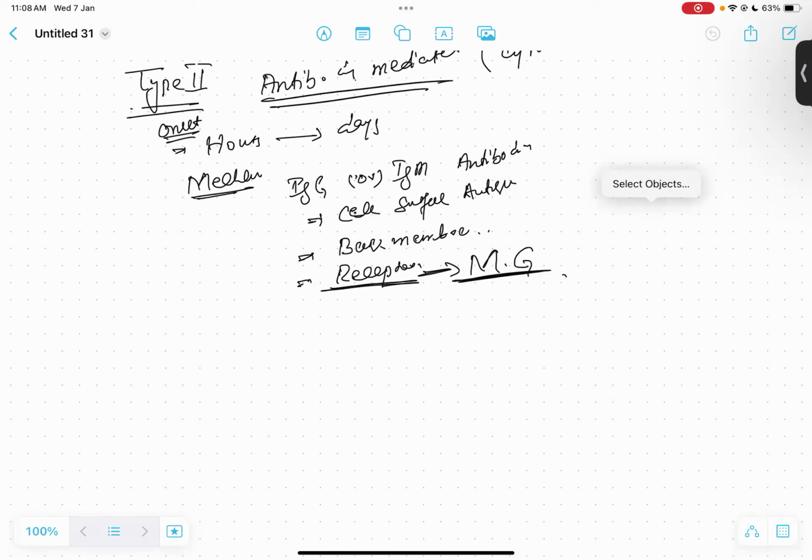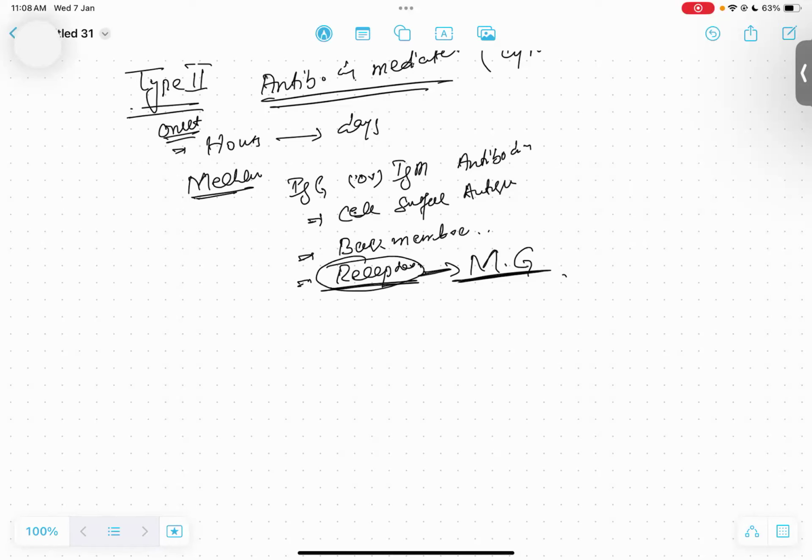We're talking about type 2 hypersensitivity reaction. Type 2 hypersensitivity reactions are usually antibody mediated, and their onset is usually from hours to days. The mechanism is that IgG and IgM antibodies attach to the cell surface antigen, basement membrane and receptors. Can anybody tell me in which disease these receptors are usually affected?